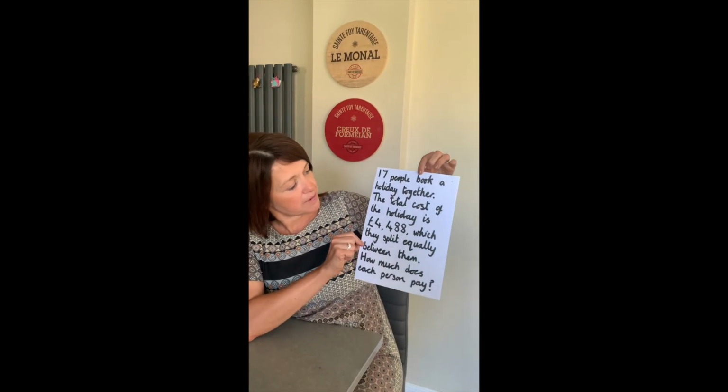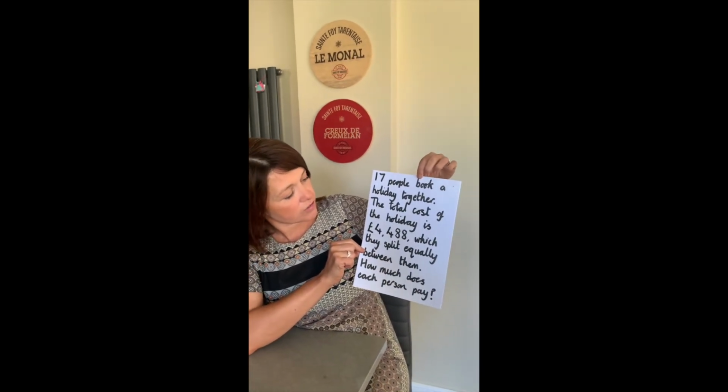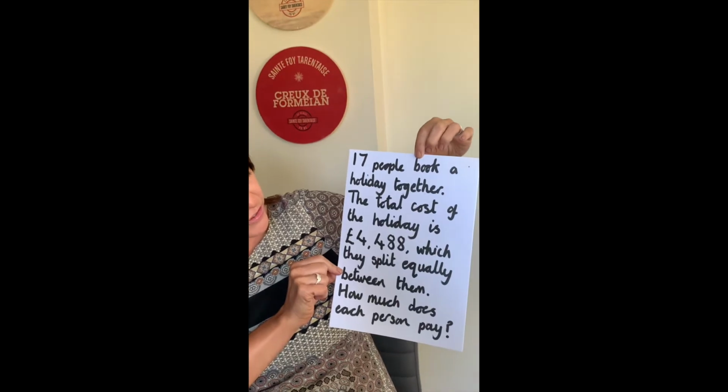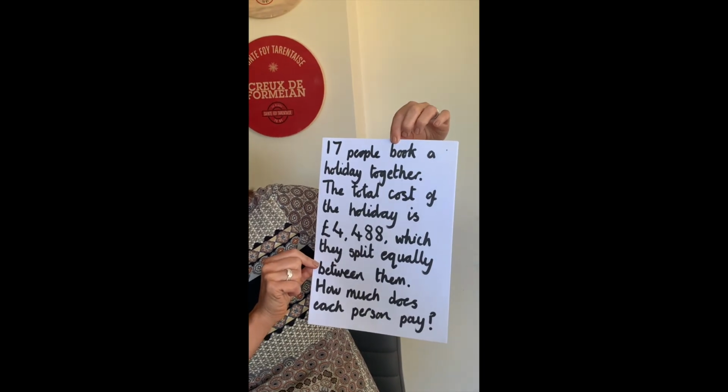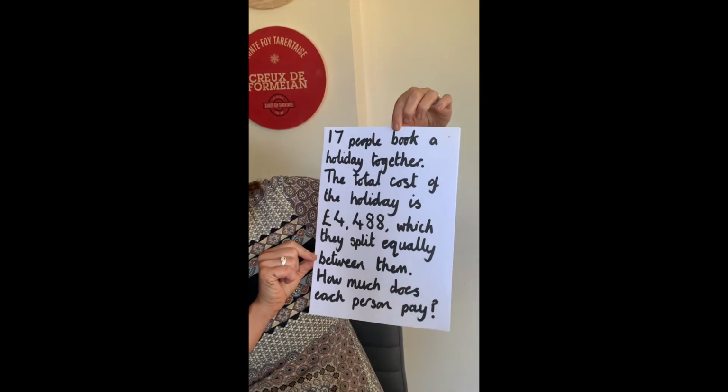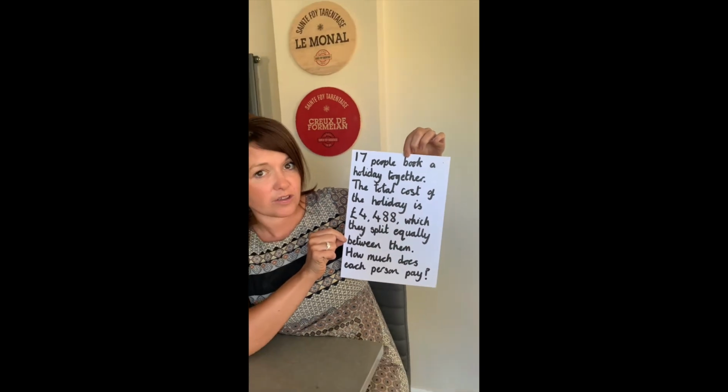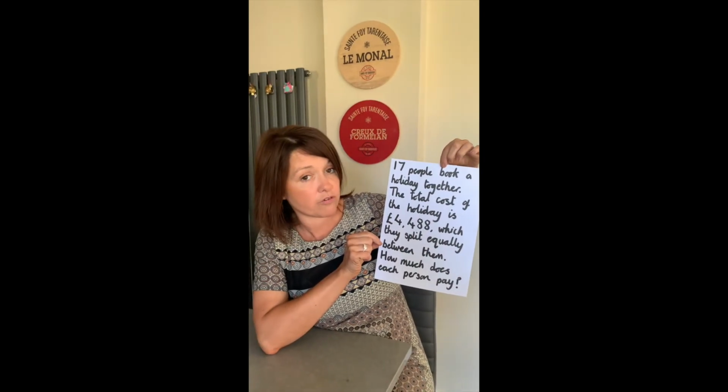Okay, so now let's look at a word problem that involves some long division. Here we go. 17 people book a holiday together. The total cost of the holiday is £4,488, which they split equally between them. How much does each person pay? So give it some thought, and we'll go through it together in a moment.